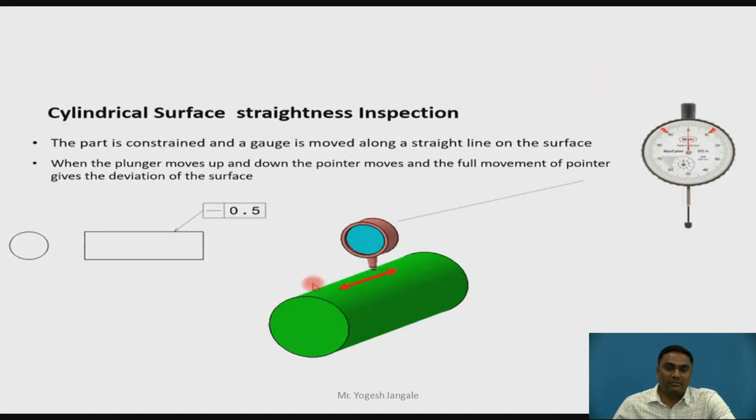Cylindrical surface straightness. There are two types of straightness we generally measure: flat surface straightness and cylindrical surface straightness. Cylindrical surface straightness is generally measured so that the upper edges of the element should be straight. Again, the part is constrained and the gauge is moved along a straight line on the surface or element to be measured. When the plunger moves up and down, the pointer moves, and the full movement of the pointer gives the deviation of the surface. Again, the indication over here is that the upper edge should be straight within a tolerance of 0.5.